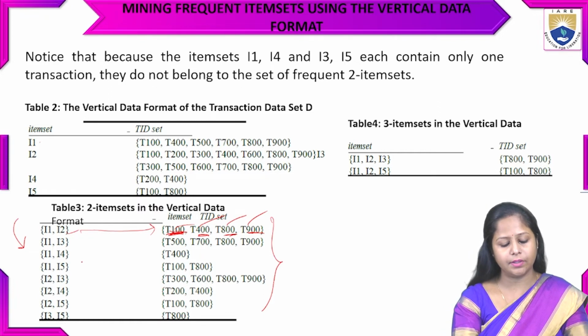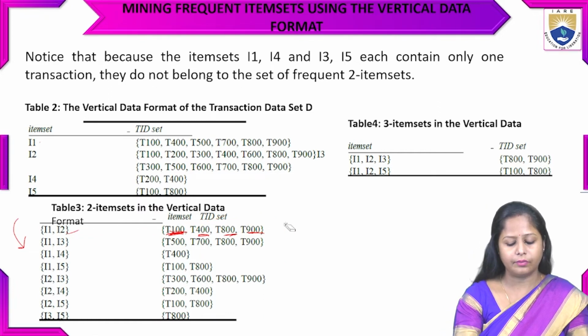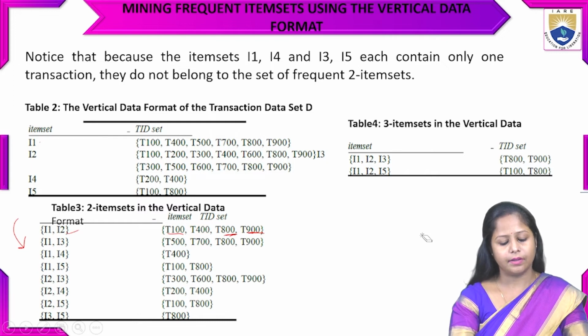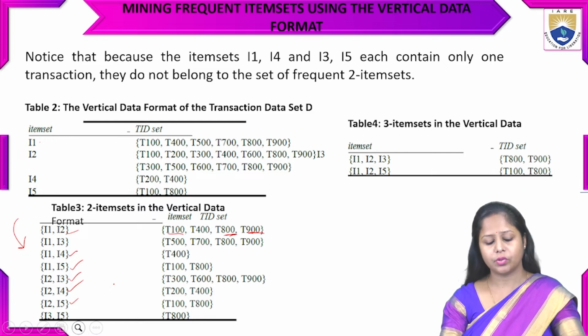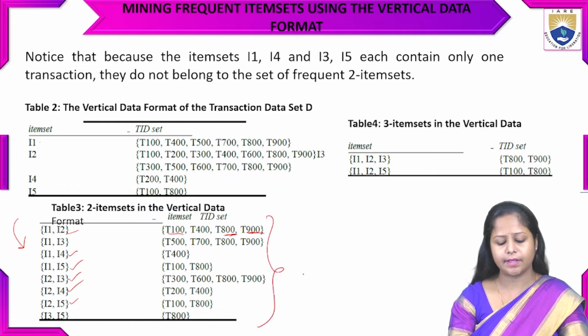So these are the 4 transactions in which the 2-itemset I1, I2 appears frequently. Like this, we have the table with the 2-itemsets: I1 I2, I1 I3, I1 I4, I1 I5, I2 I3, I2 I4, I2 I5 and I3 I5. These are the transactions appearing for these 2-itemsets.